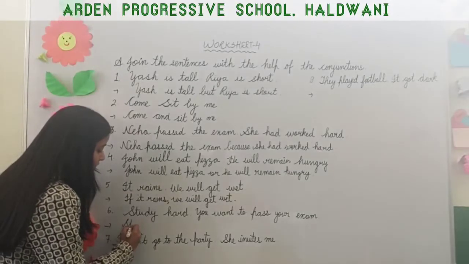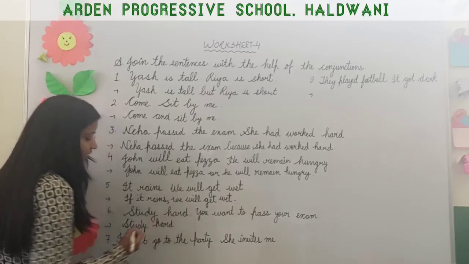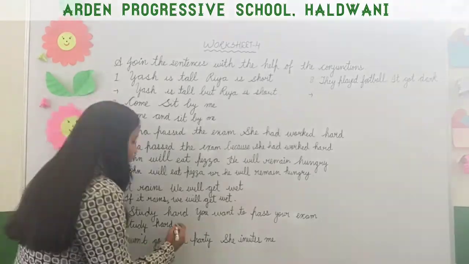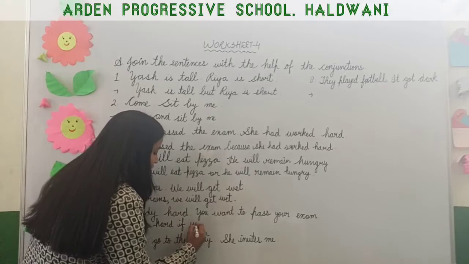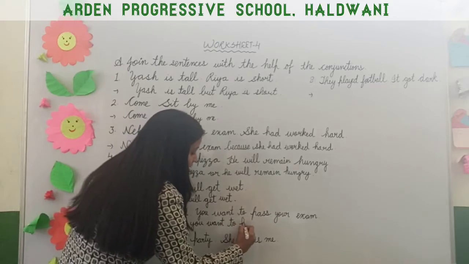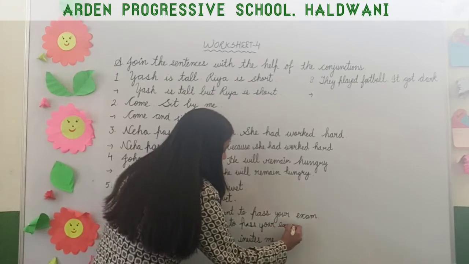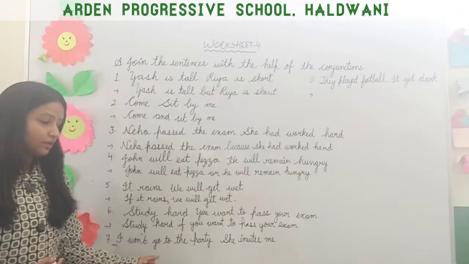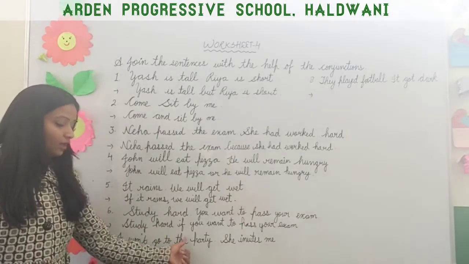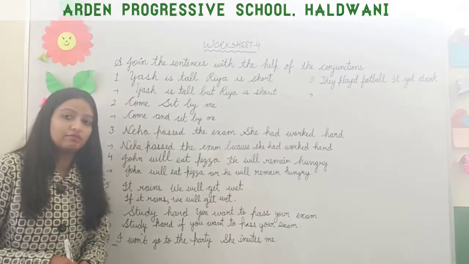So study hard, H-A-R-D, hard, study hard, if. Whenever we apply a condition, we write if. So study hard if you want to pass your exam. We have joined these two sentences with the help of the conjunction if, because we use if whenever we have to apply a condition, कोई शर्त रखनी होती है.